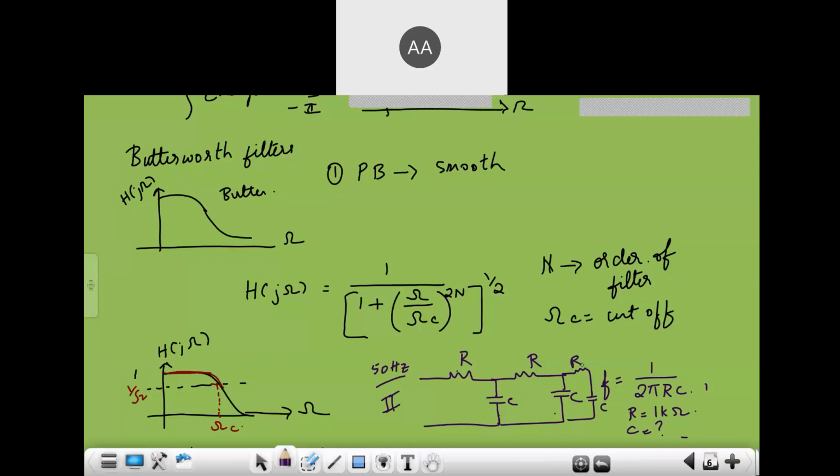As we go on increasing the reactive components, it will match the ideal characteristics of the filter, ma'am. The slope would reduce, ma'am. Correct. So as you increase the order of the filter, you will reach near ideal characteristics. I'll show you practically how it looks.